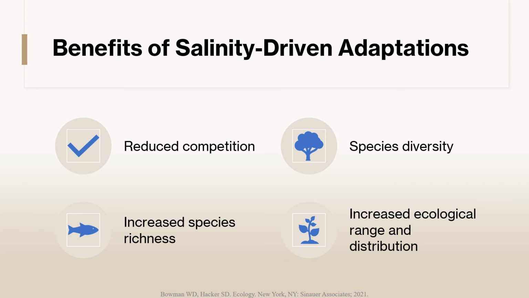Osmoregulatory adaptations that have occurred to allow fish species to inhabit areas of aquatic environments have provided several benefits as they have partitioned the resources of these environments. Benefits include reduced competition between species for overlapping resources, increased species richness, increased species diversity, and a larger ecological range and distribution for fish species.